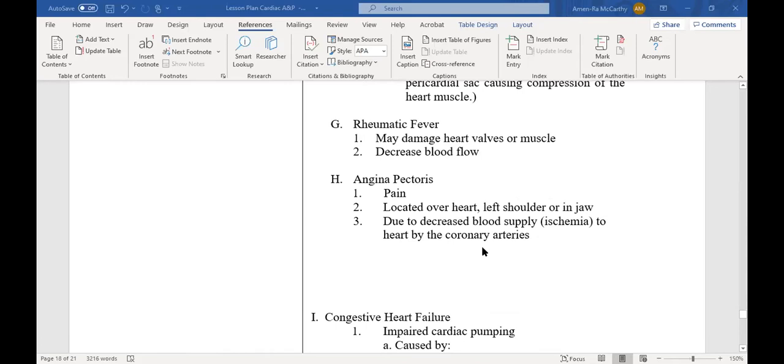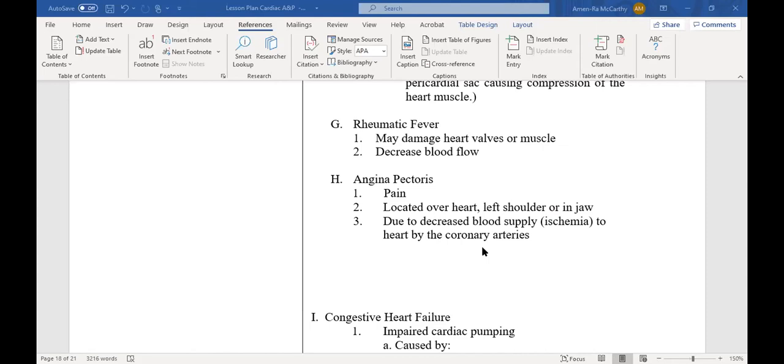Couple more. Rheumatic fever is another cardiovascular disease that may cause damaged heart valves or muscles. I don't really know what causes it, but we know that it can damage the heart valve itself, either the bicuspid or the tricuspid, right? Or the pulmonic or the aortic valve can be damaged, or even the heart muscle itself, and it can cause a decrease in the blood flow, all right?